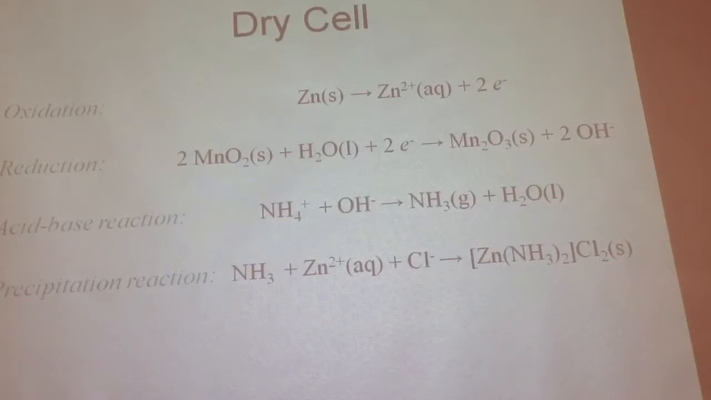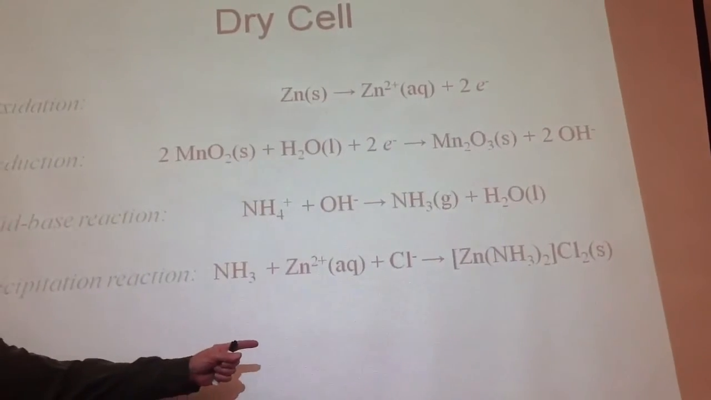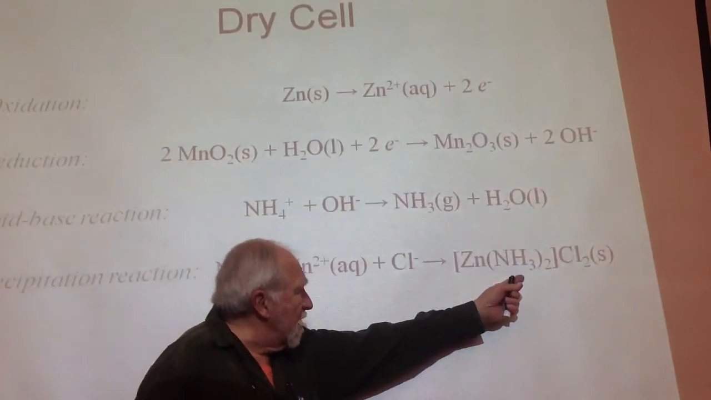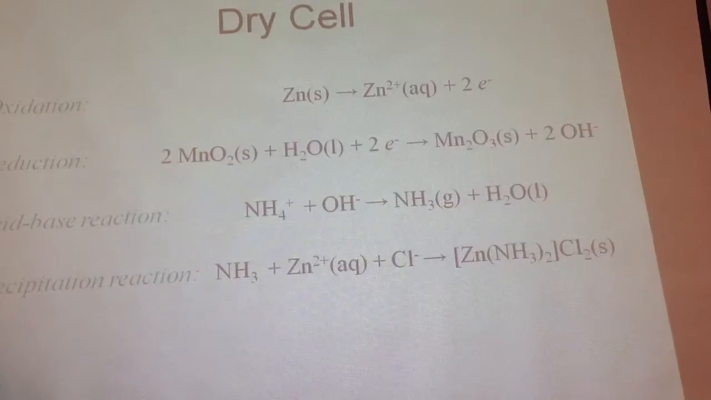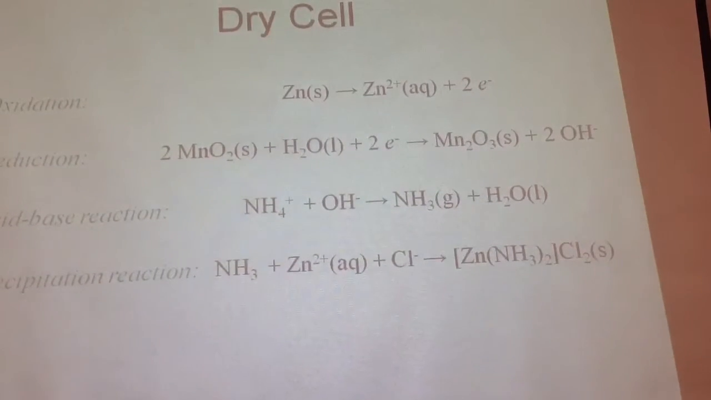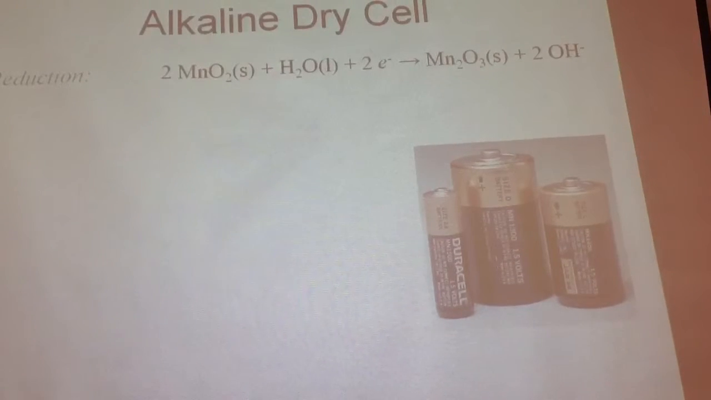You have to put the acid base in there, you get an overall charge balance. And this is the thing that's the problem, because that's a solid, but it's a soluble solid. And so eventually the zinc case corrodes away. So what did they do? They put it into a more basic situation. These are our alkaline cells.